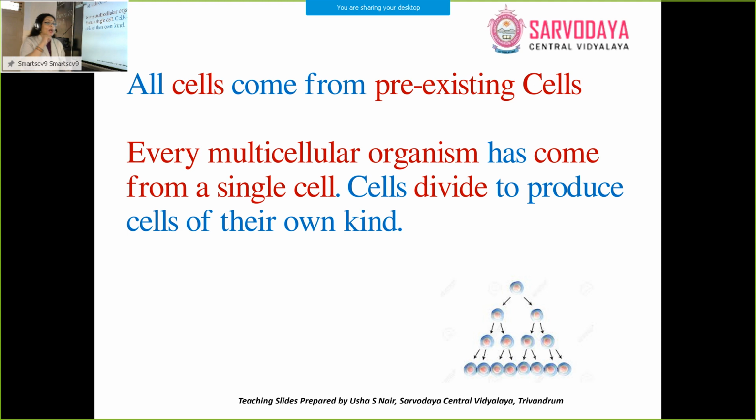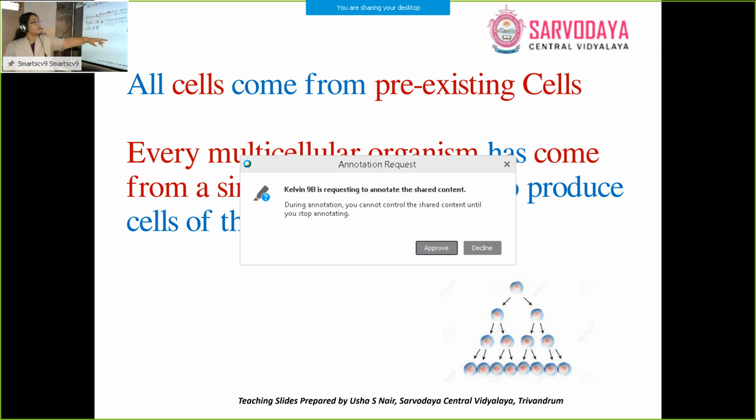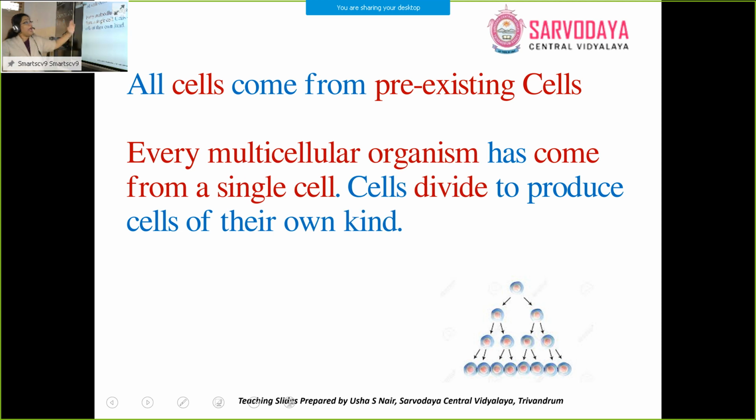Here I said we'll come back with Virchow, our scientist, to see what he stated. He said that all cells come from pre-existing cells. That means cells divide to produce cells of their own kind. Every multicellular organism has come from a single cell. You can see a single cell dividing, and further division happens and it goes on. Again I'll repeat this. All cells come from pre-existing cells. This is stated by the scientist Virchow. What does it mean? Every multicellular organism has come from a single cell, and cells divide to produce cells of their own kind.